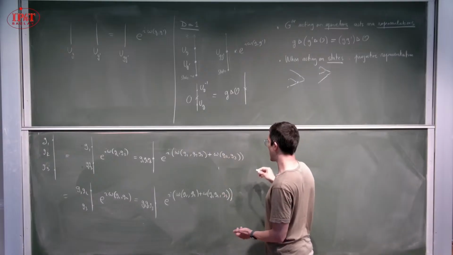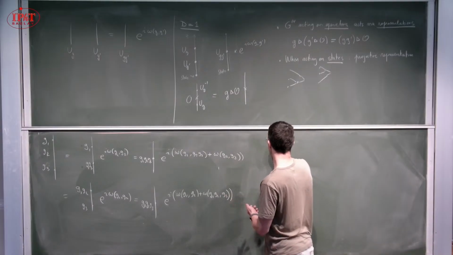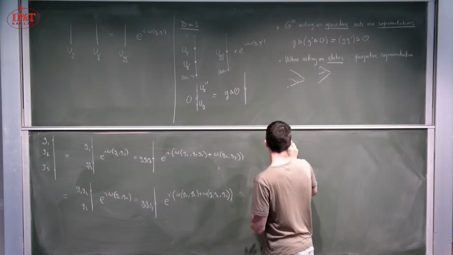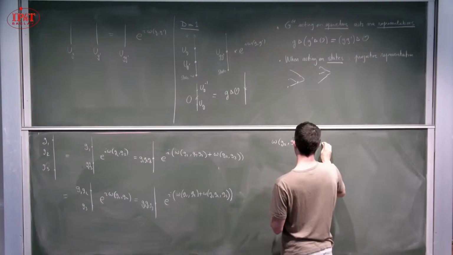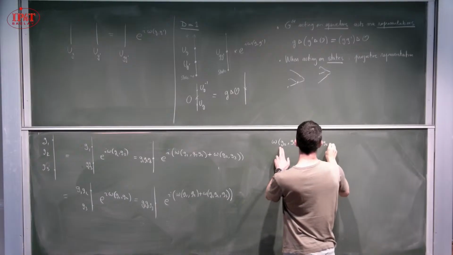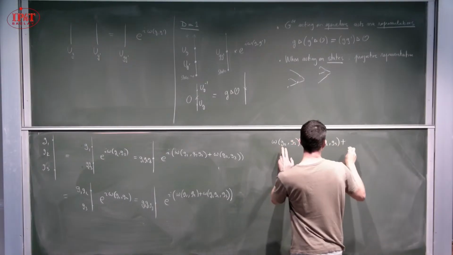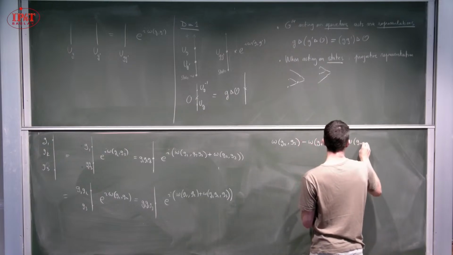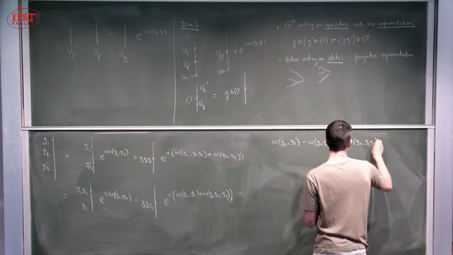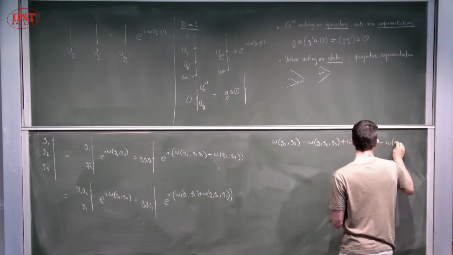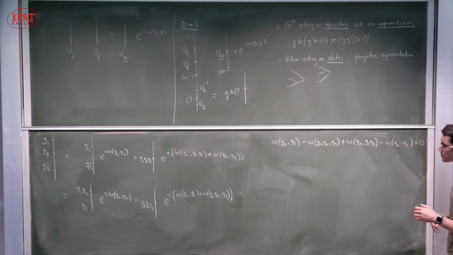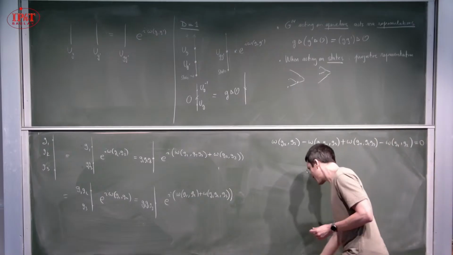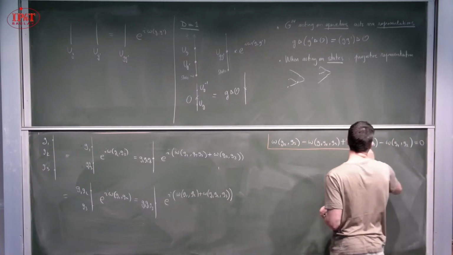So imposing that these two are the same means that we have this equation that holds: G2 G3 minus G1 G2 G3 plus G1 G2 G3 minus G1 G2 equals 0. And just reorder the terms. So that's the condition that we want to impose on the omega.